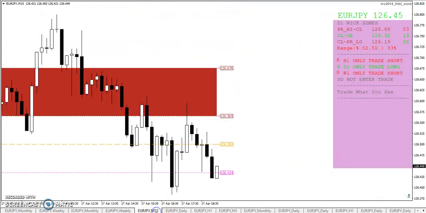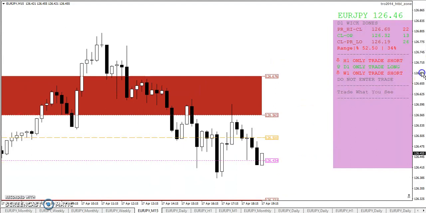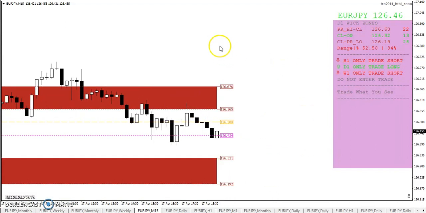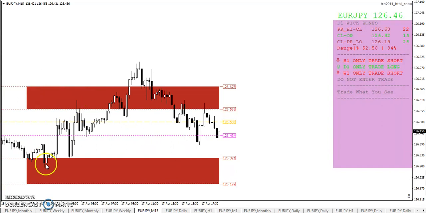Now, this is the normal wick zone screen. You probably wonder, hey, how come he's not showing that? Well, I put it up here so you can now see it. But as you can see, price entered a wick zone and exited. It entered, it exited, enter, exit, enter, exit. How many times do I have to say it? Price doesn't like staying in the wick zones.